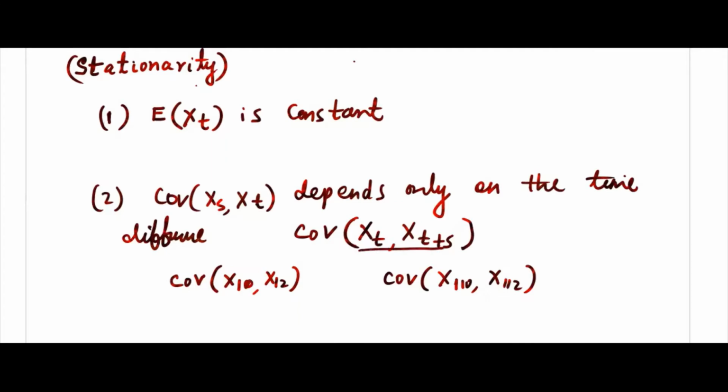T is immaterial, whether it's 10, 20, 30, 40, as long as the difference is the same, or in terms of this, t minus s, the time difference. So here t minus s is 2, here t minus s is 2, so they should be the same. Okay, this is the definition. Expectation is constant, the average value should not change, and the covariance should depend only on the time difference between s and t. That is what you need to check. Okay.